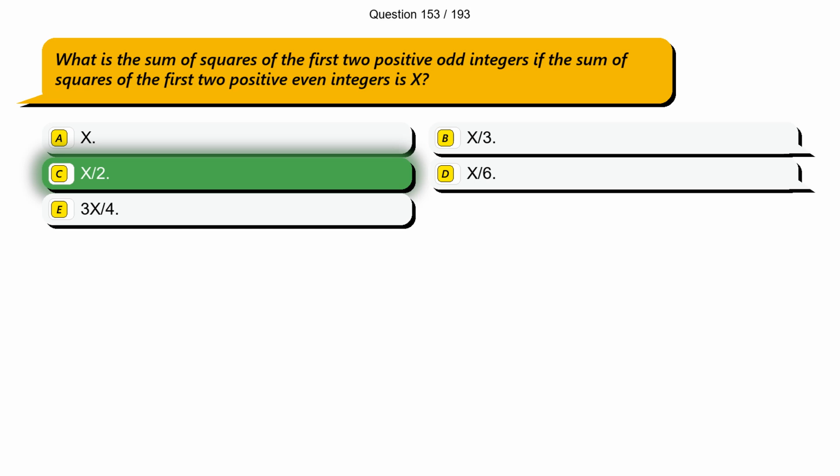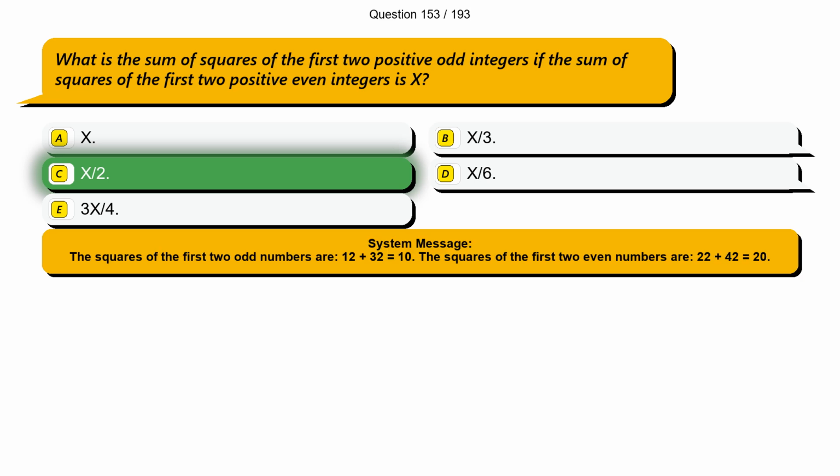The correct answer is option C, x/2. The squares of the first two odd numbers are 1² plus 3² equals 10. The squares of the first two even numbers are 2² plus 4² equals 20.